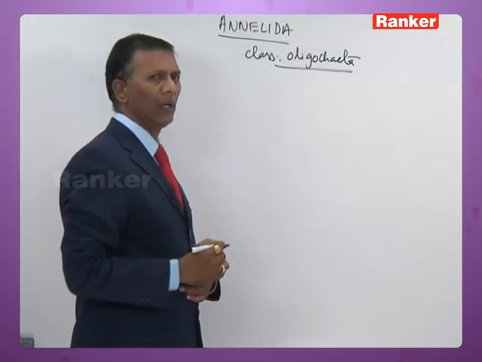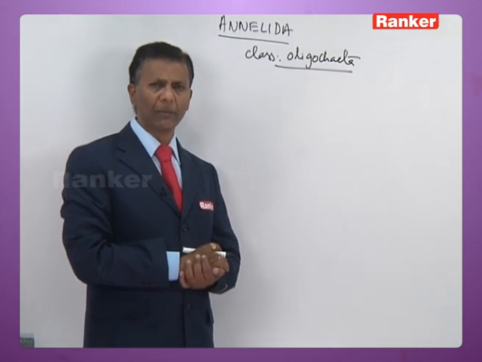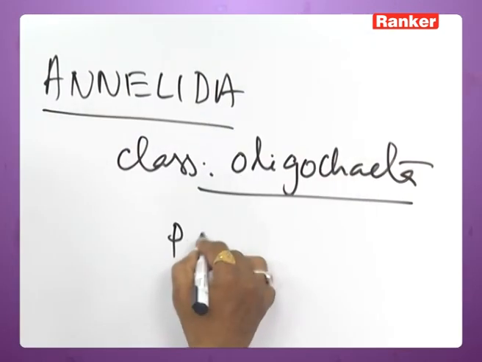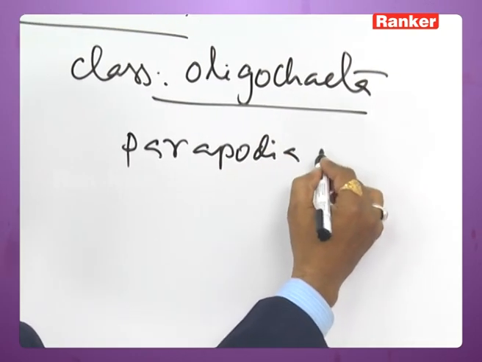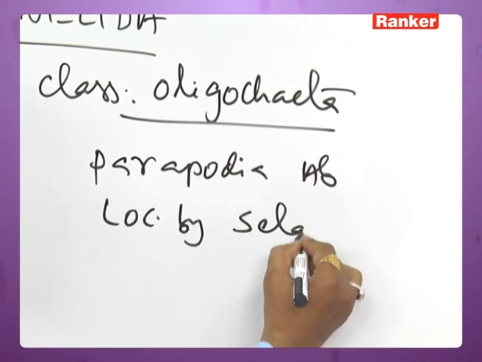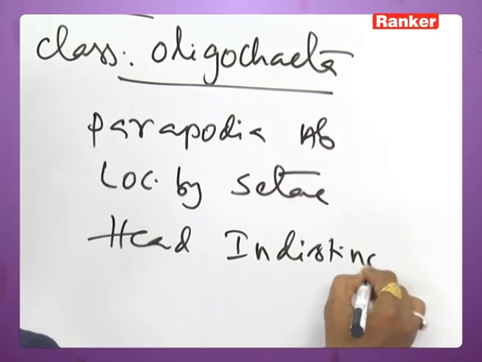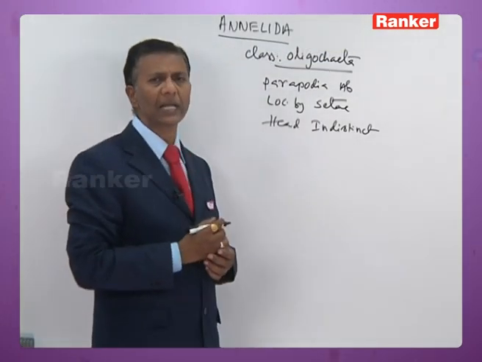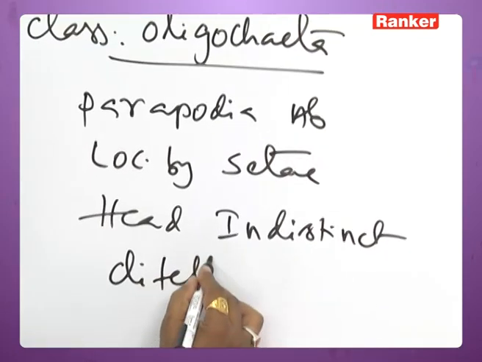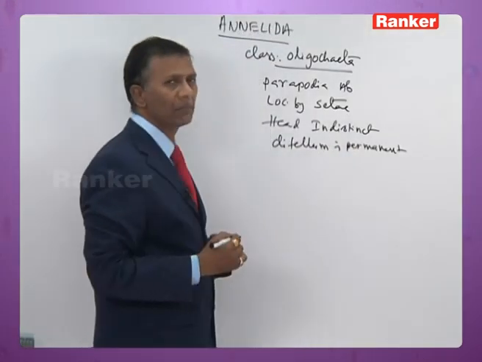Class Oligochaeta. Most oligochaetes are freshwater, and most of them live in moist soil. In Oligochaeta, parapodia are absent. Locomotion takes place by setae, and the head is indistinct. Unlike Polychaeta, here the head is indistinct without tentacles and palps. And in Oligochaetes, the clitellum is permanent.